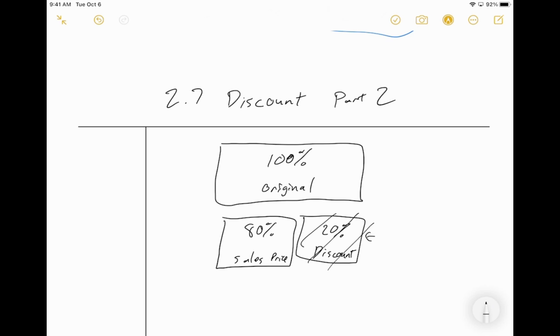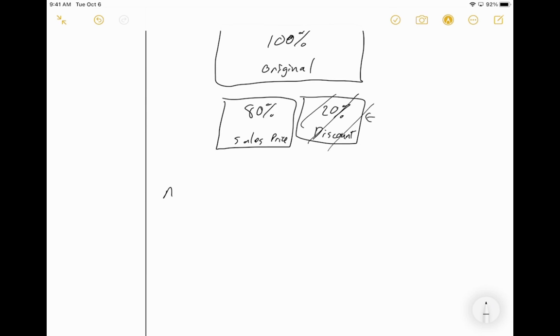Let's say, for example, we had something that cost $342.70. What's something that might cost $342? I don't know, a new game system. All right, and let's say there was a sale for 30% off.